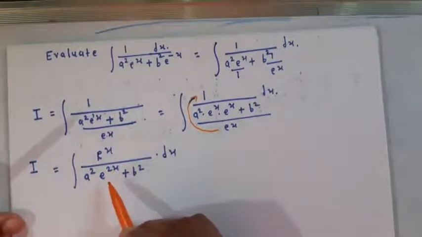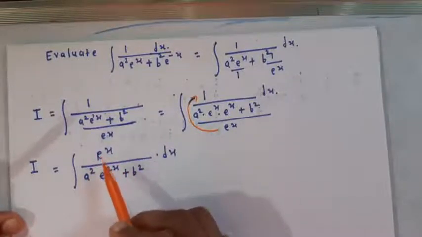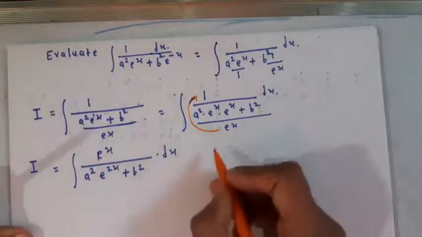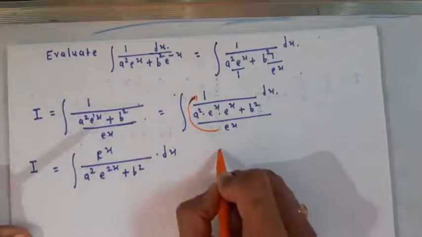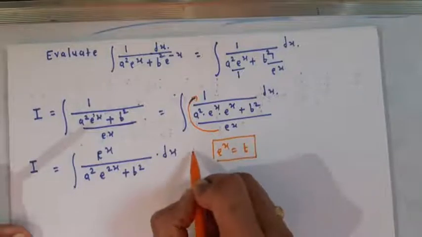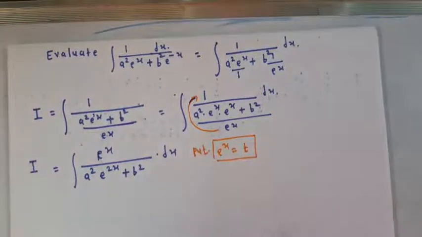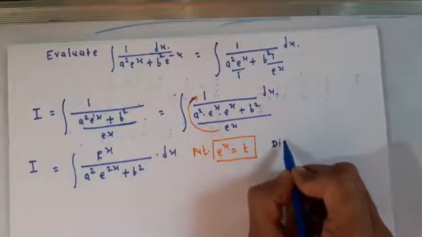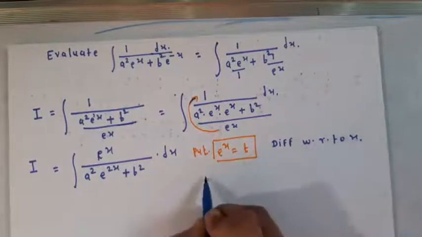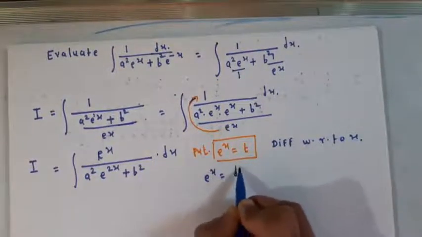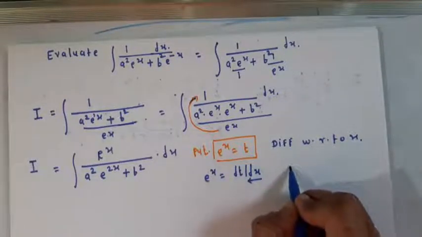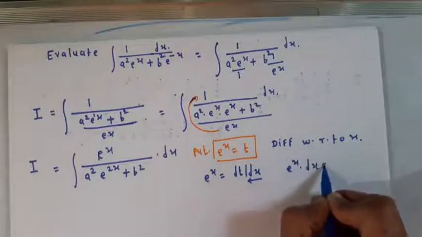Now, directly we can't use the formula here. To convert this integrand into a suitable or integrable form, we have to substitute. What is the substitution? Let us substitute e raised to x equal to t. Whatever is our substitution, differentiate it with respect to x. With respect to x, we will get e raised to x equal to dt by dx. Now shift this dx to that side, we will get e raised to x dx equal to dt.